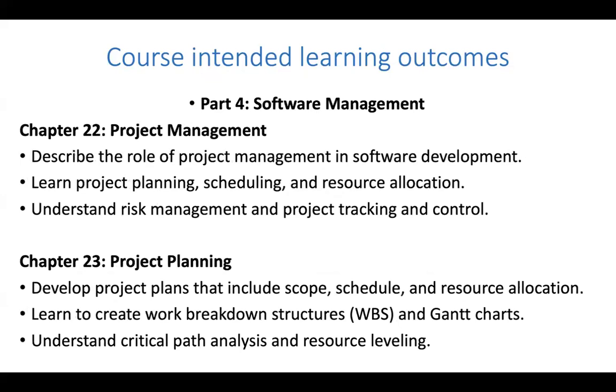For part 4, focus on software management. So this will be focused on the project management side. The project planning, scheduling, resource allocation, risk management, and project tracking and control. For project planning, we look into the scope, schedule, and resource allocation. I think we are all familiar with work breakdown structure and Gantt charts during our baccalaureate degree program, and how we are able to identify the critical path analysis and resource leveling. It is already discussed in our undergraduate program, but we are going to discuss more advanced topics related to project planning.